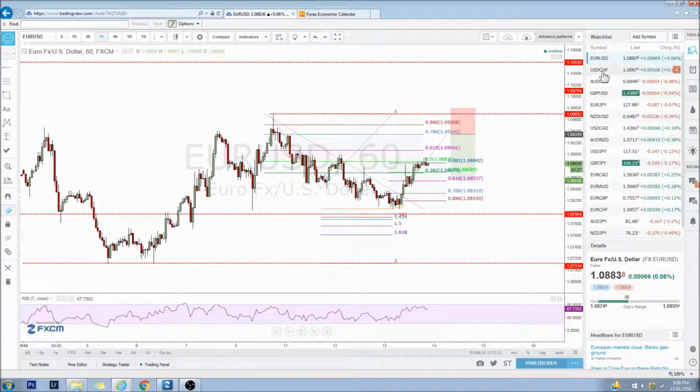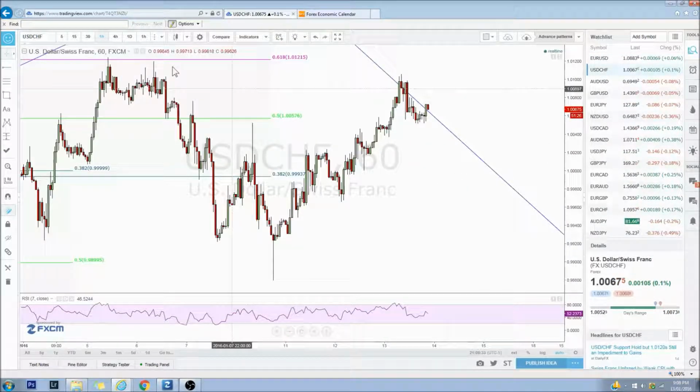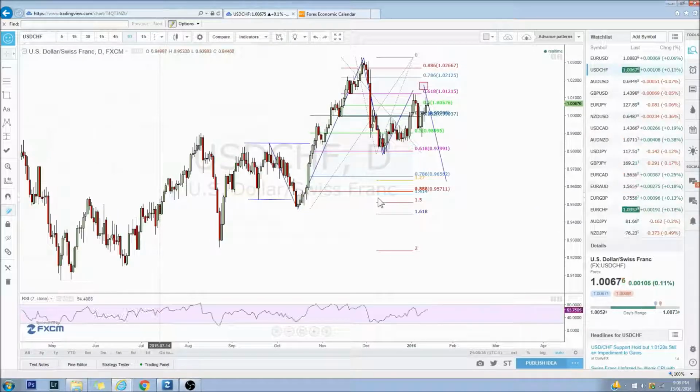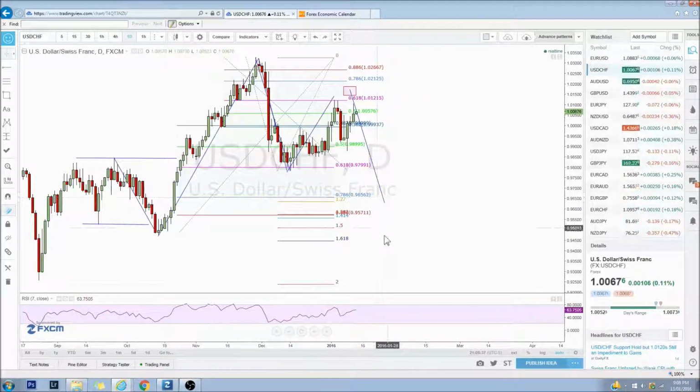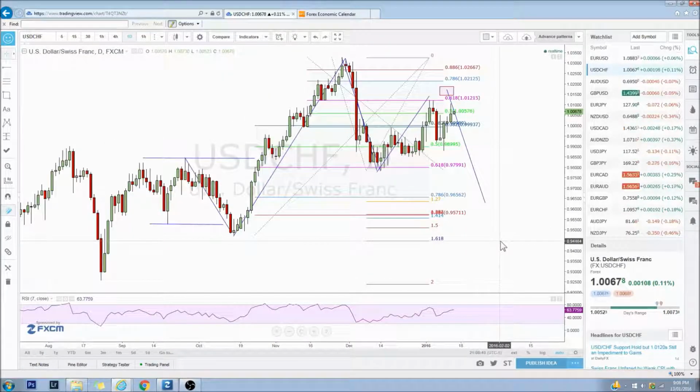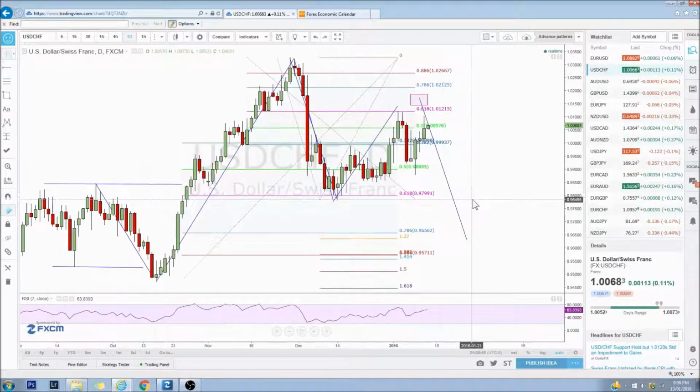Another comment I had was how to identify XA legs. In my previous video, I looked at my XA leg here. We're still looking at this US franc. I'm waiting for this candle to close above this 618 here, and we have a Gartley setting up.